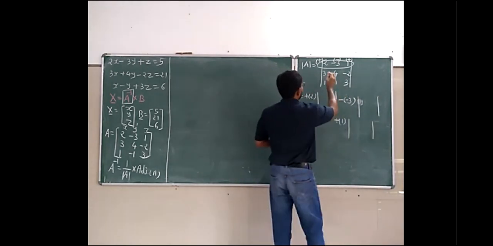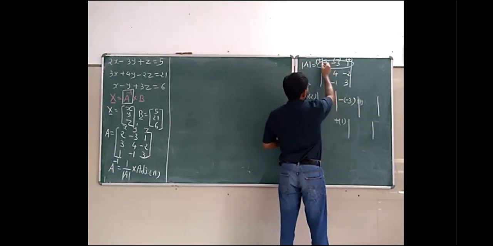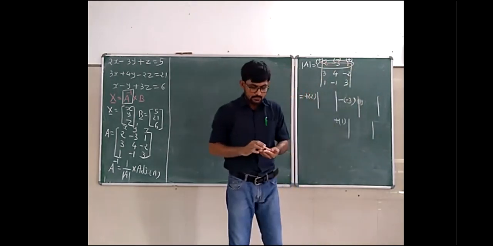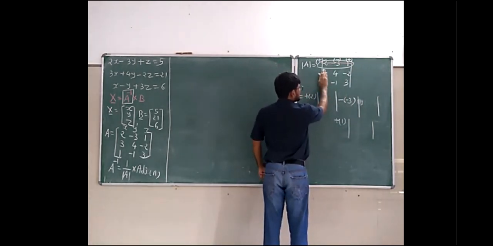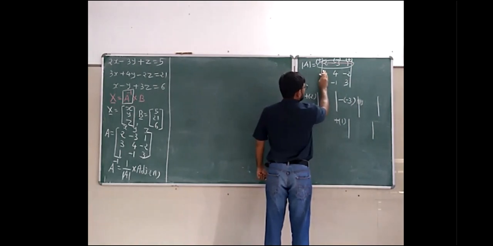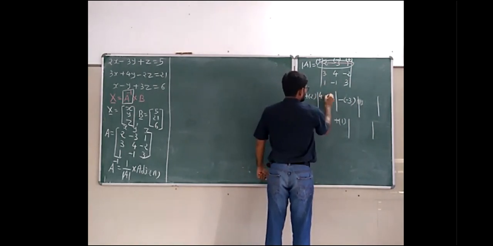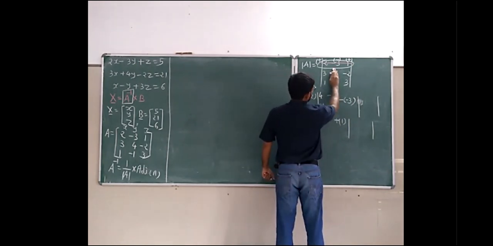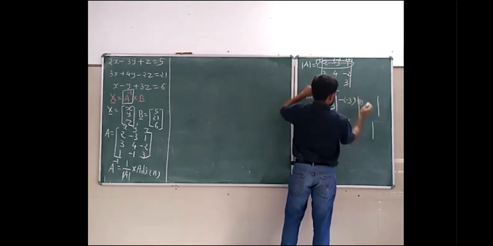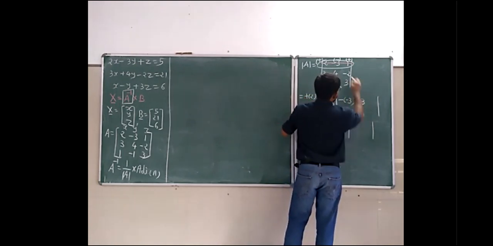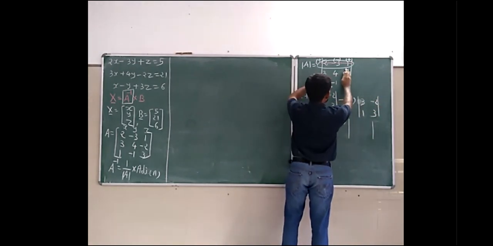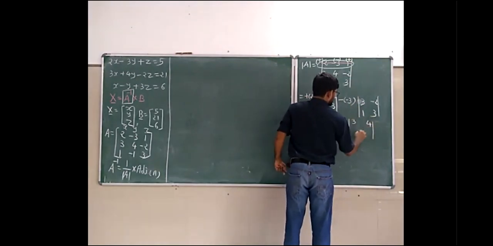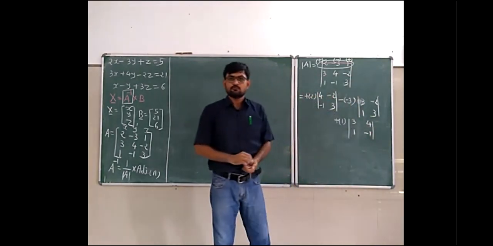Now here we have to find the determinant for the first row. So cancel the first row. Now cancel column one by one. Cancel the first column. The remaining elements are 4, minus 2, minus 1, 3. Cancel the second column. So 3, 1, minus 2, 3. Cancel the third column. 3, 4, 1, minus 1.